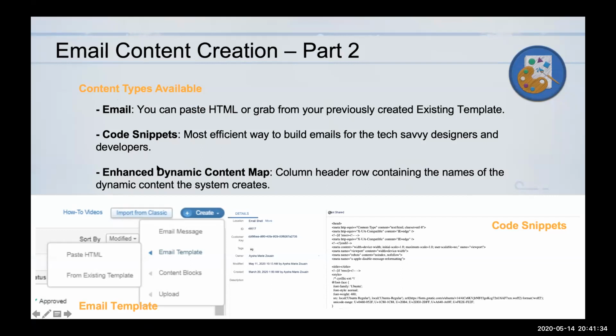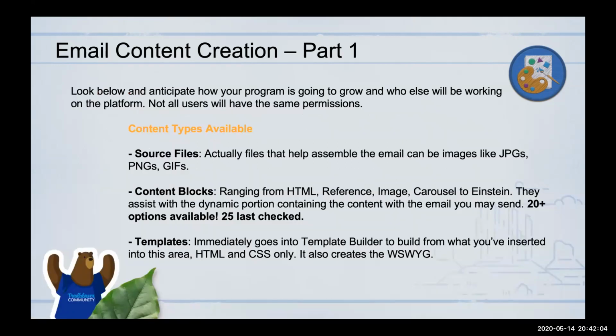And then you have enhanced dynamic content map. Personally, I don't use this, but I know that a lot of people have, especially in demos, but I haven't seen it myself in the wild quite yet. It's an easier way of building out dynamic content systems within Salesforce Marketing Cloud. But personally, I see more of the other use cases that we see here on the email content creations, the other content types.